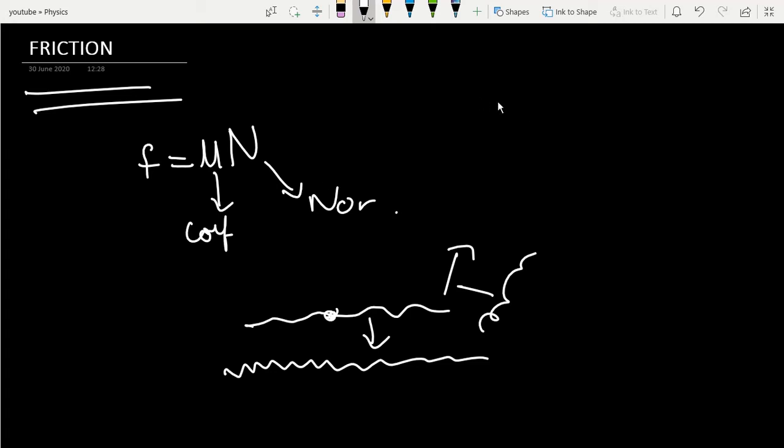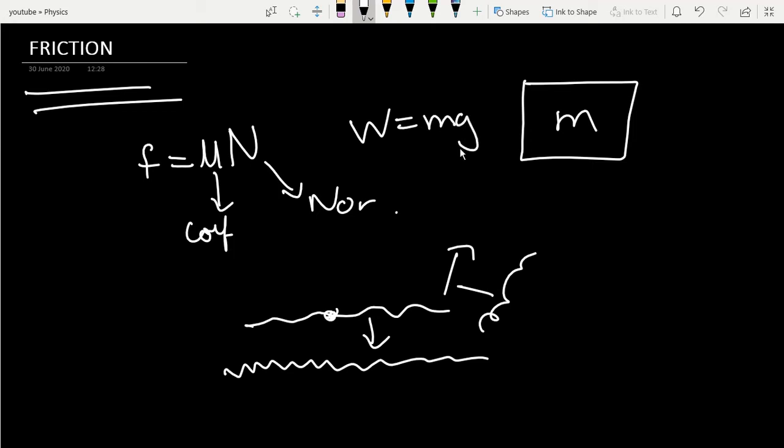So let's see. For example, this is a body of mass m. What is its weight going to be? Weight is equal to mg. You all know that weight is equal to mg. So the force downwards is going to be mg, and the normal force is the opposite force.